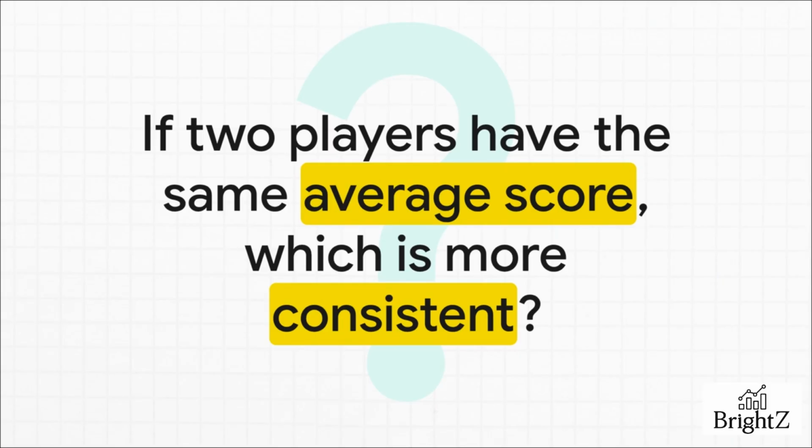So let's kick things off with a real-world problem, right? Imagine this. You're a coach. It's the final seconds of the championship game. You need one player to take that final winning shot. You look at the stats, and your two best players have the exact same average score. So, who do you choose? Who's the one you can really count on?